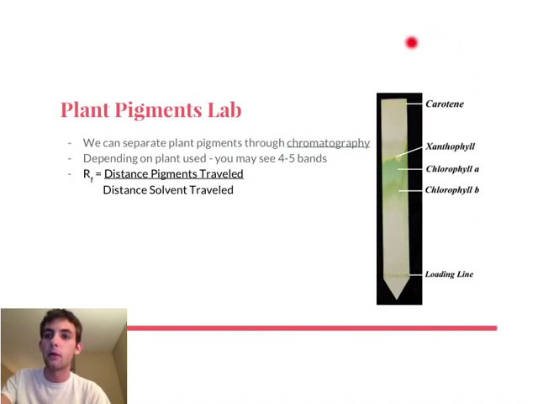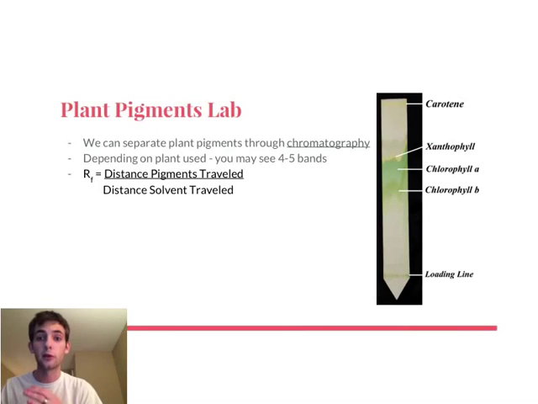Here's an example of what a paper chromatography looks like after we run it. You're going to put a piece of filter paper in chromatography solvent, and we're going to rub a little bit of the leaf, specifically in this lab a spinach leaf, onto the chromatography paper, and watch it separate out. We might be able to see things like chlorophyll A, chlorophyll B, xanthophyll, which is another accessory pigment, or carotene, which is a carotenoid.